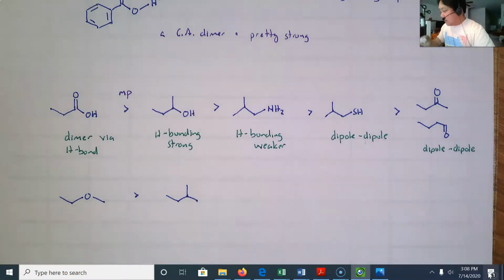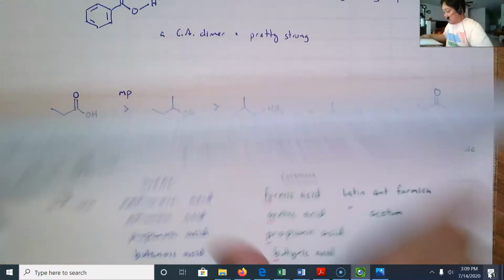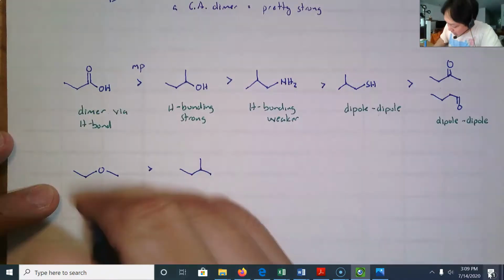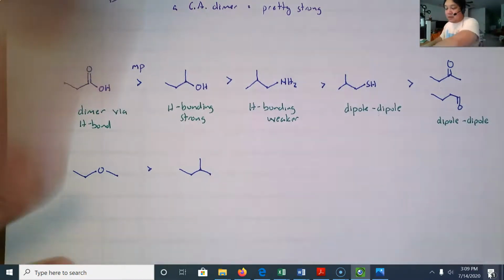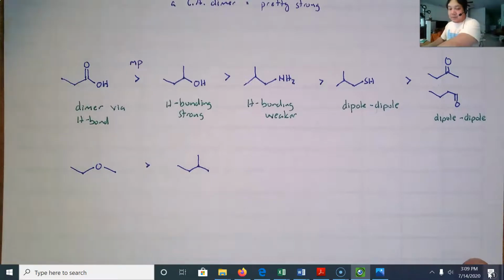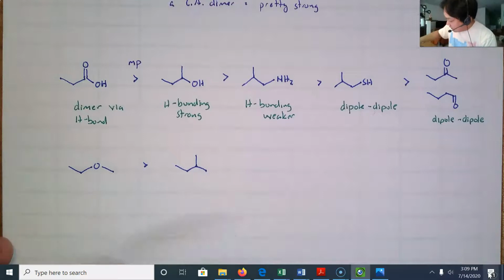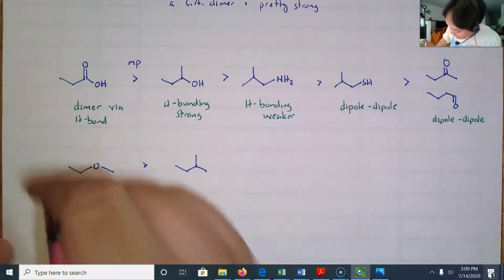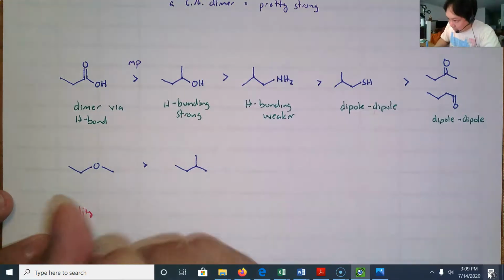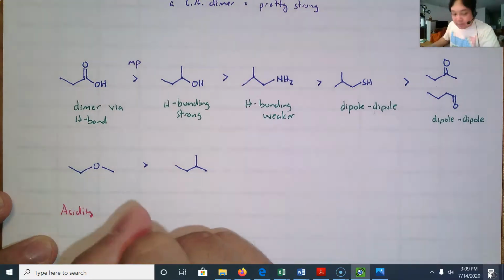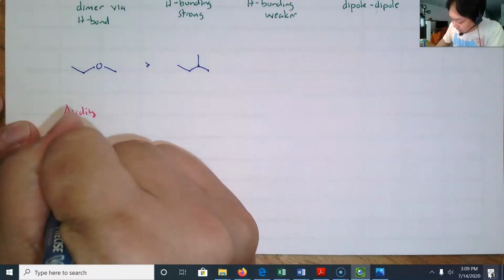Next is acidity, and we're going to go through this a little bit quickly. If you have a carboxylic acid, well, no. Let's start out with an oxygen-containing molecule that we've talked about already, the alcohols. Let's call this acidity. And the alcohol I want to use is ethanol. Ethanol has a pKa of 15.9.